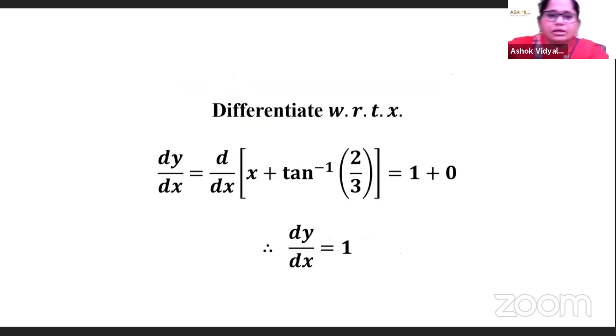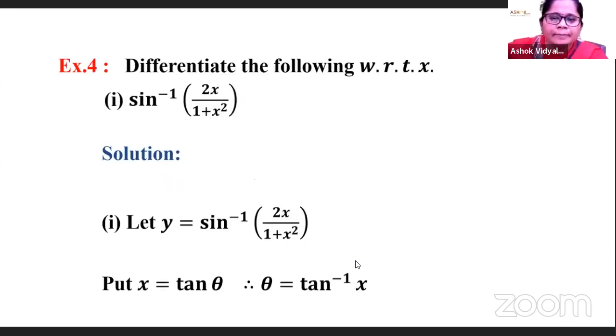Now, differentiate this function with respect to x. dy/dx is the derivative of x + tan⁻¹(2/3) with respect to x, and this is a constant term. The derivative of x is 1 and the derivative of a constant is 0. Hence, dy/dx is 1. This is the solution of the given function.